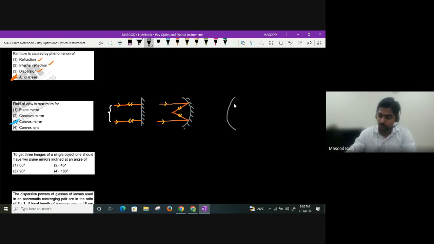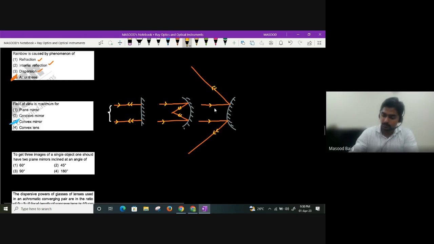Whereas if I take a convex mirror, again, if you take an incident ray in this manner, what will it do, beta? A convex mirror is going to behave as a diverging mirror, beta. So what will happen? This will be our field of view now. This entirely will be our field of view.